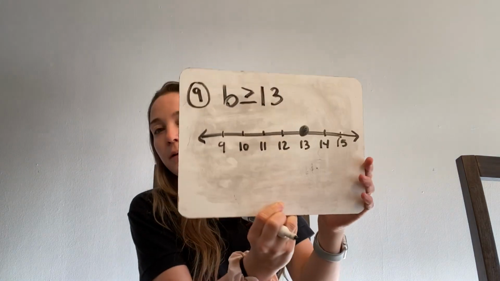Now, greater than or equal to 13 means that I have to think, does that include the 13 or does that not include the 13? And in this case, it does include it because it's equal to as well. So we get to put a nice closed circle on that 13. And then it's greater than, so we're going to have to go towards the bigger numbers to show that it's values that are bigger than 13.